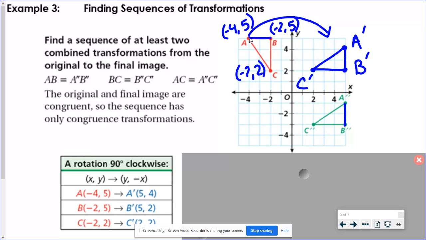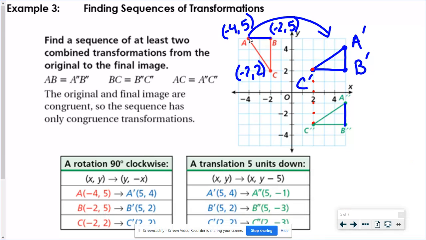And now this translation, I just have to figure out how far I'm translating. Let's take point C. I'm going to move point C prime down 1, 2, 3, 4, 5. It's just moving straight down 5. So I'm going to translate 5 units down, which would subtract 5 from each of the y's because it's moving up and down. Okay.